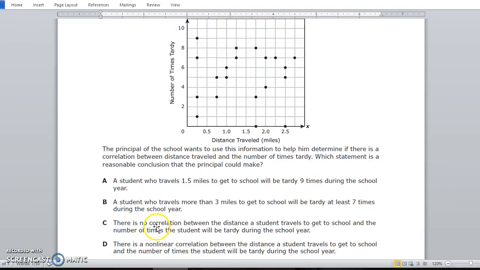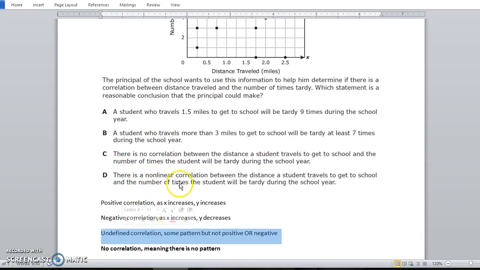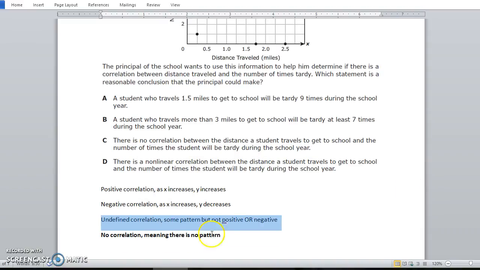C, there is no correlation. Perfect, here we go. There's no correlation between the distance a student travels and the number of times a student will be tardy. So C is the answer we're looking for. There's no correlation, that's what we said. There's also D, there is a nonlinear correlation, which is similar to undefined. It means that there is a correlation, but it's not a line between the distance a student travels and the number of times the student's tardy. Not true. The one we wanted was no correlation, so the correct answer choice is C.